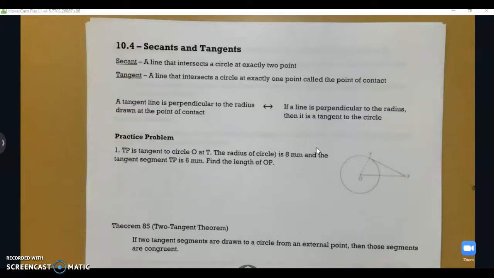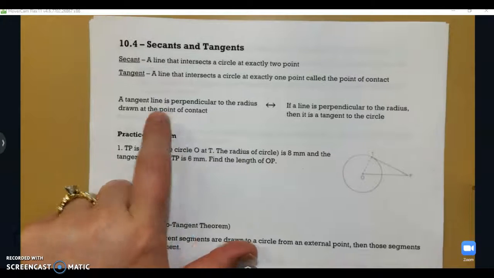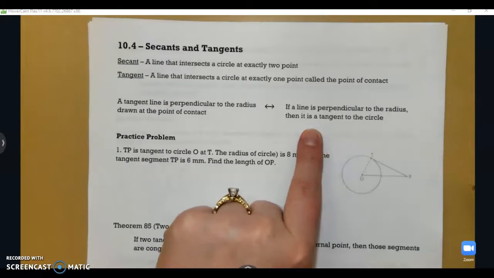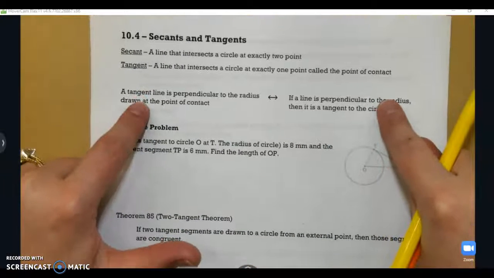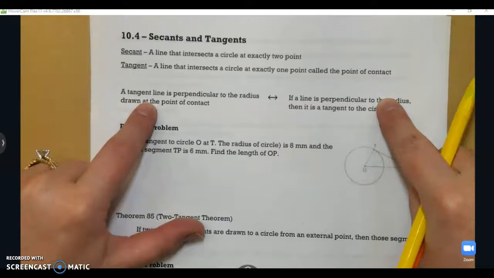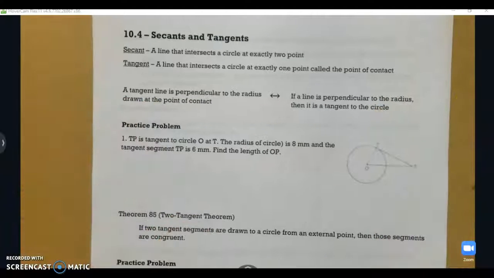And then a tangent is a line that intersects a circle at exactly 1 point, called the point of contact, or it can also be called the point of tangency. Okay, so tangent lines are perpendicular to the radius that is drawn from the center to the point of contact. And if we have a line that's perpendicular to the radius at the point of contact, then we can conclude it's tangent to the circle. So these two statements go hand in hand. If we know it's tangent, we know it's perpendicular. If we know it's perpendicular, then we know it is a tangent line.